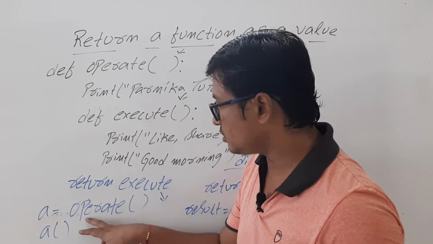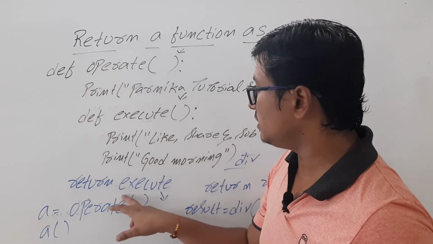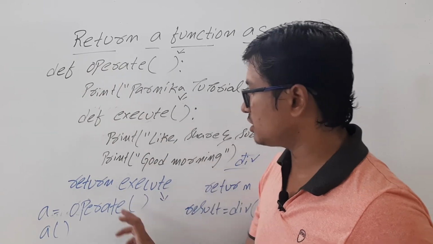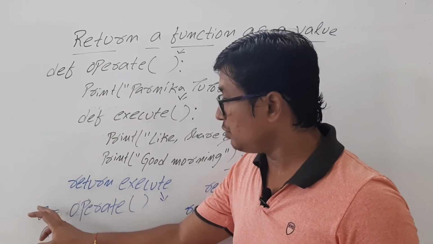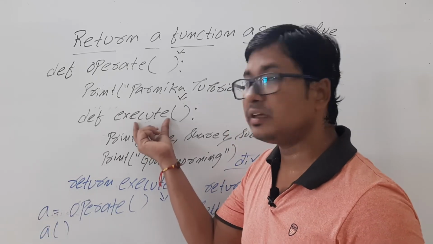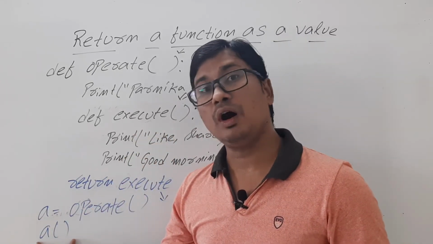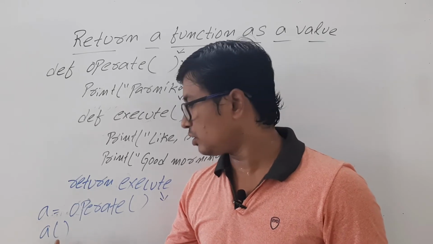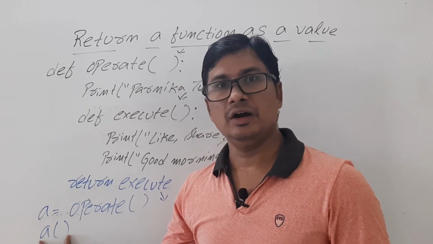So similarly, this operate function is returning execute, which is a function. So I am assigning it here. Now this a is having the execute function. So you need to call this function. Am I right or wrong? So that's why I'm calling it here. Are you able to understand?